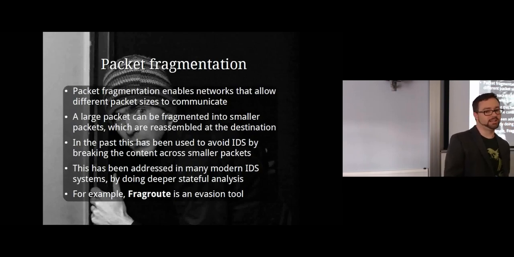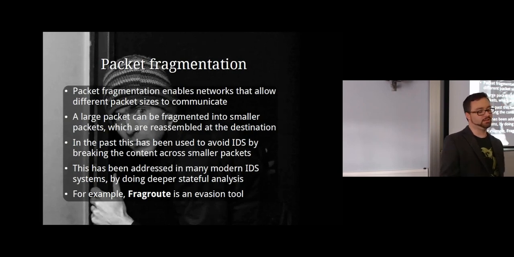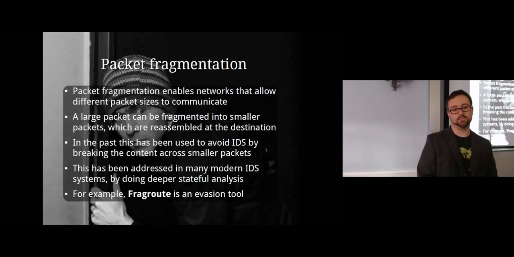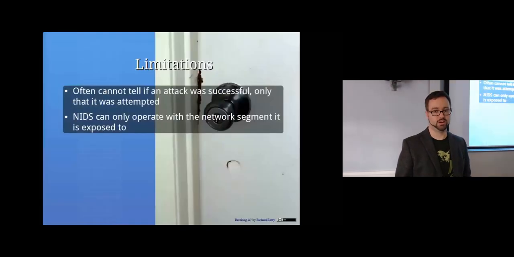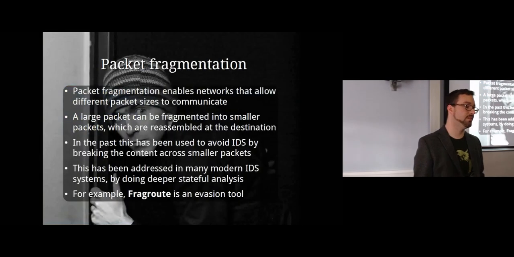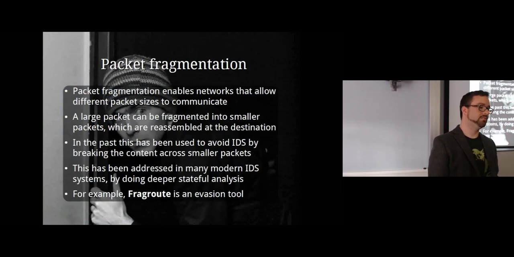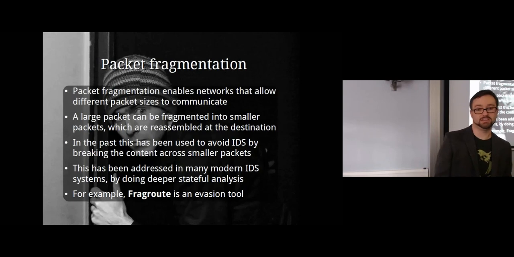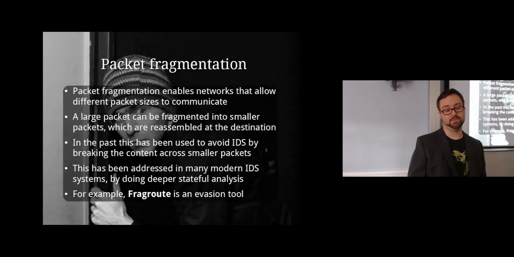And modern IDS systems often try to avoid this problem by actually reassembling packets themselves, but obviously that means it's doing extra work, so it's extra processing power to keep track of all this stuff on the network. And for example, there's a piece of software called FragRoute, which is an evasion tool that you can use to try and trick IDSs. And also, the Metasploit framework includes various evasion techniques and encoding techniques that you can use to evade poorly written IDS rules as well.